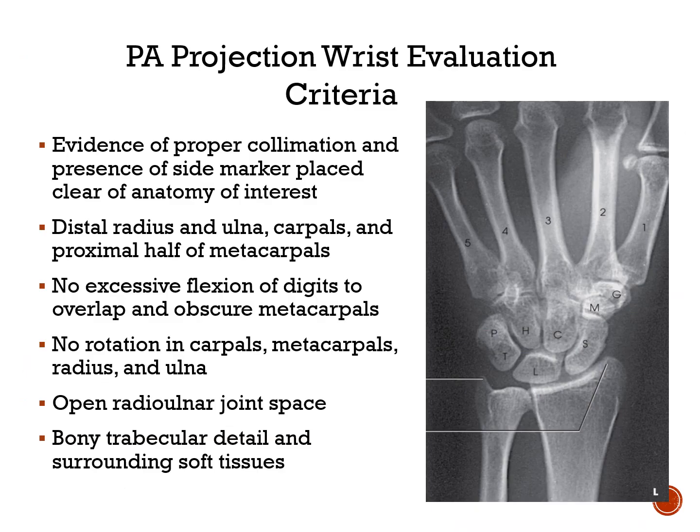This is the image of the PA projection of the wrist, showing the metacarpals as well as the carpals, and then the distal radius and ulna. So we're looking at the distal radius and ulna, the carpals, and the proximal half of the metacarpals. No flexion of the digits to overlap. No rotation of the carpals, metacarpals, radius, and ulna. And we have an open radioulnar joint space, which is important too.